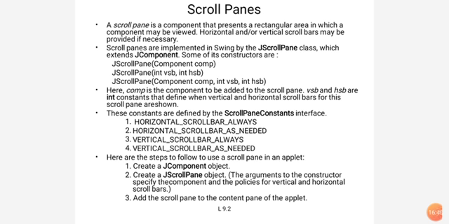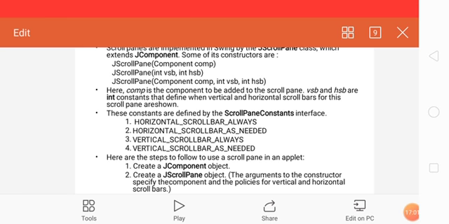Here the ScrollPaneConstants interface gives four types of constants: horizontal scroll bar always, horizontal scroll bar as needed, vertical scroll bar always, and vertical scroll bar as needed. According to the user requirement, he may select any type of constant. If you require the horizontal scroll bar, specify horizontal scroll bar always. Otherwise, if you want to display it only when the content is more than the displayed size, go for horizontal scroll bar as needed.